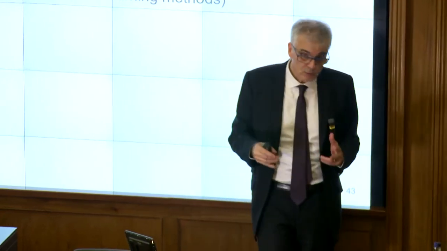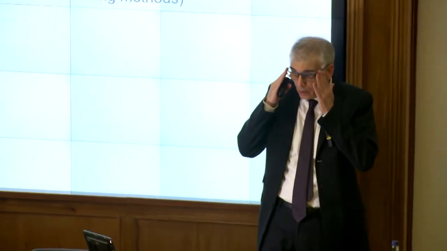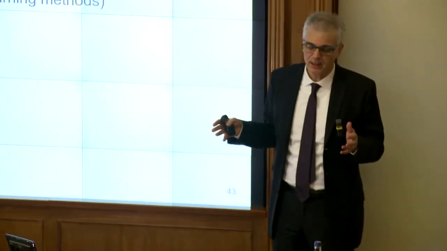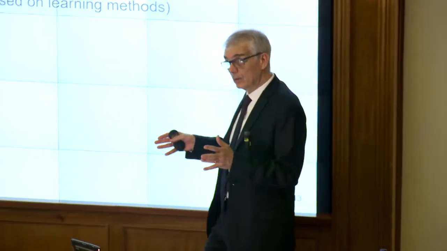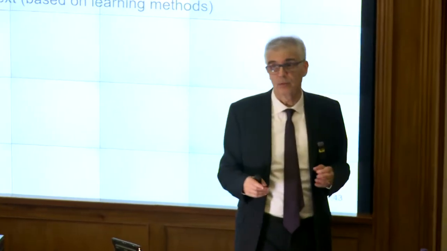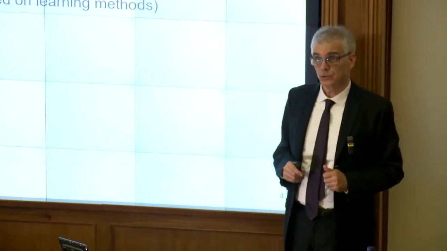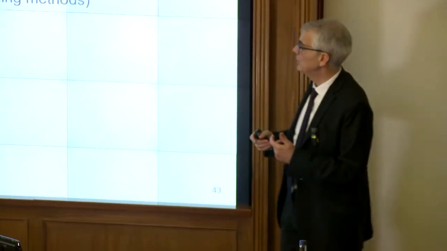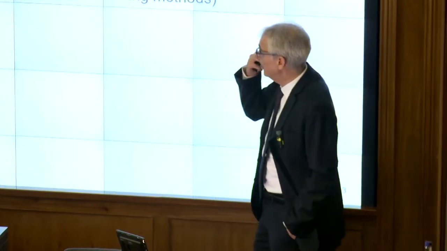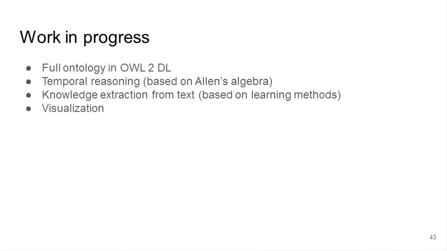So if we want to display a narrative on a timeline, we need to know as precisely as we can the temporal occurrence of each event. And so we need to be able to deduce this information if we have enough knowledge to deduce it. So we need to reason in order to create, for instance, a timeline. We are working on extracting knowledge from text.